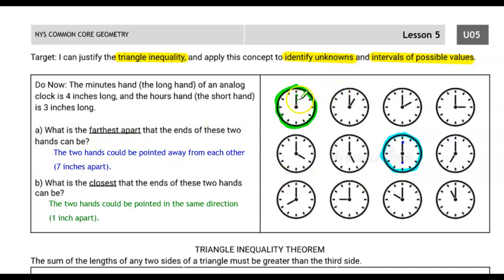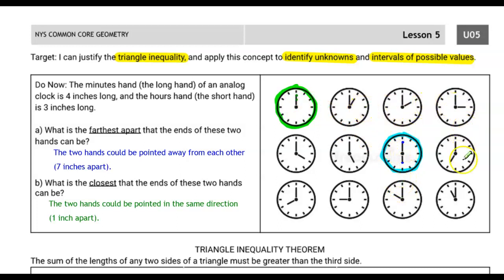And then similarly, if the two hands are pointing in the same direction, they're sort of overlapping each other. The hours hand is going to be over the minutes hand, but they're still pointing in the same direction. And in that case, it's going to be 1 inch apart, which should make sense to you because we took 4, which is that longer hand, and we subtracted 3 to get 1. These two examples that I've highlighted show the two hands both lying in the same straight line. In other words, they're both lying on that vertical straight up and down line.